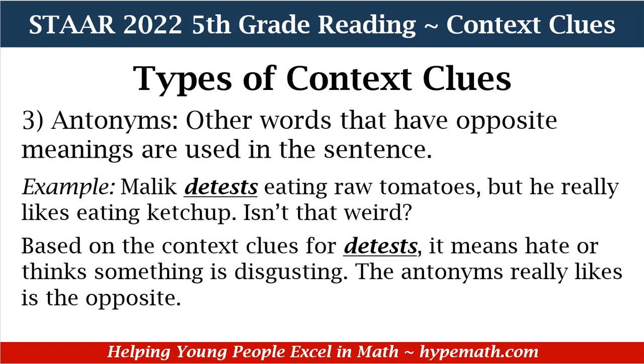For our third type of context clue, we have antonyms. These are other words that have opposite meanings that are used in the sentence. For our sample sentence, we have Malik detests eating raw tomatoes, but he really likes eating ketchup. Isn't that weird? So based on our sentence, we have detest, and then our helping word is but. So detests eating raw tomatoes, but he really likes eating ketchup.